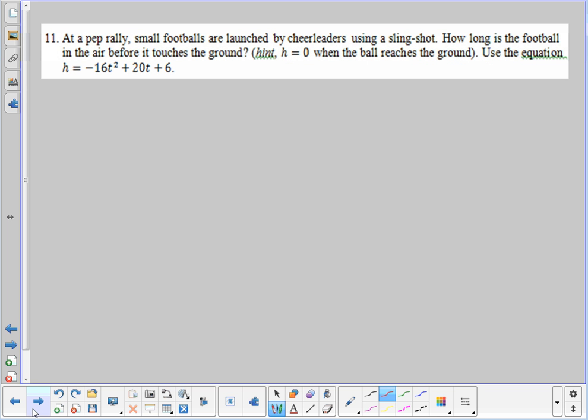Okay, let's go to number 11. In number 11, it says, at a pep rally, small footballs are launched by cheerleaders using a slingshot. How long is the football in the air before it touches the ground? So the hint here is that h is equal to 0 when the ball is on the ground. Your height is 0 when you're on the ground. And then it says, use the equation h equals negative 16t squared plus 20t plus 6. So I know that I'm looking for when this equation is on the ground. So I'm going to put 0 in for h, and I have 0 equals negative 16t squared plus 20t plus 6.